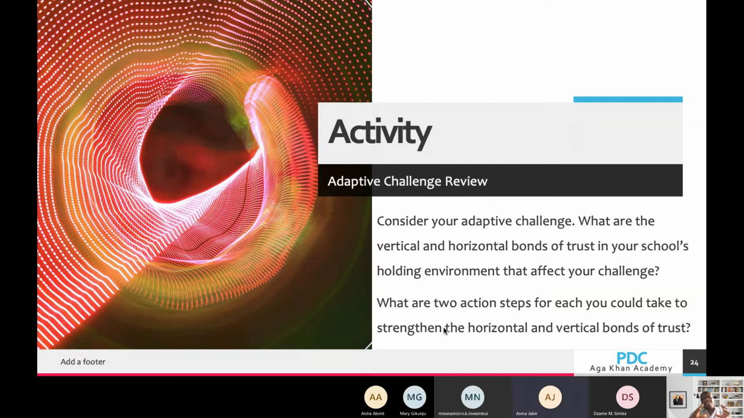You had identified a vertical challenge you want to address. Now think about your vertical and horizontal bonds and tell us about that and what you're going to do to improve it. Yes, Asma, I can see you want to say something. No, I'm just reading. Okay, let's take two minutes to think about this and then we react.